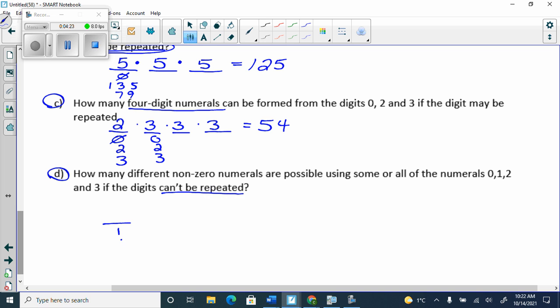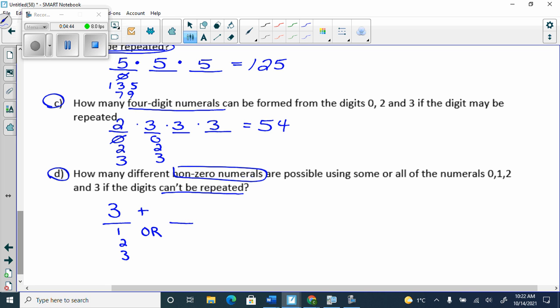1, 2, or 3. I can't have 0 because it says 0 can't. It's a non-zero numeral. So I can't have a 0 in this blank, correct? So I have 3 options for this blank if it was a 1-digit number. Or, what do I do when I have the word or? Add.